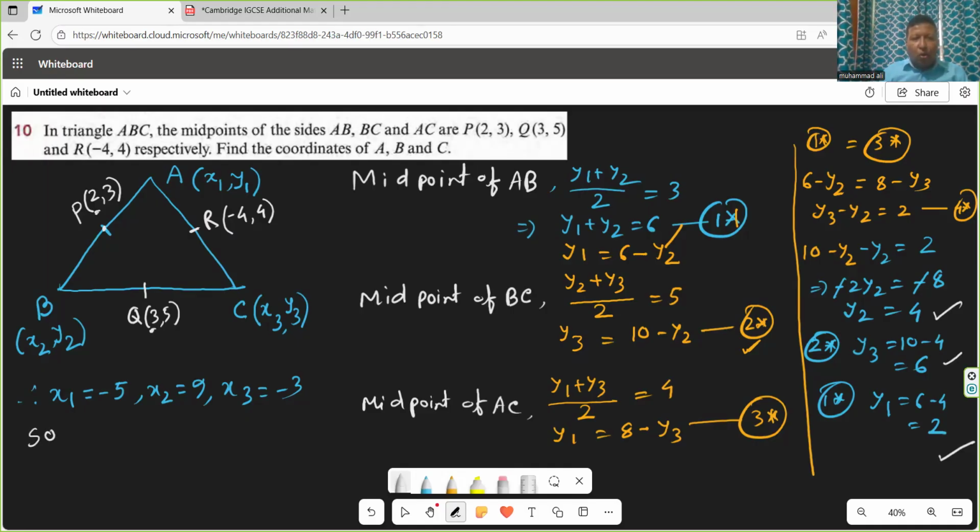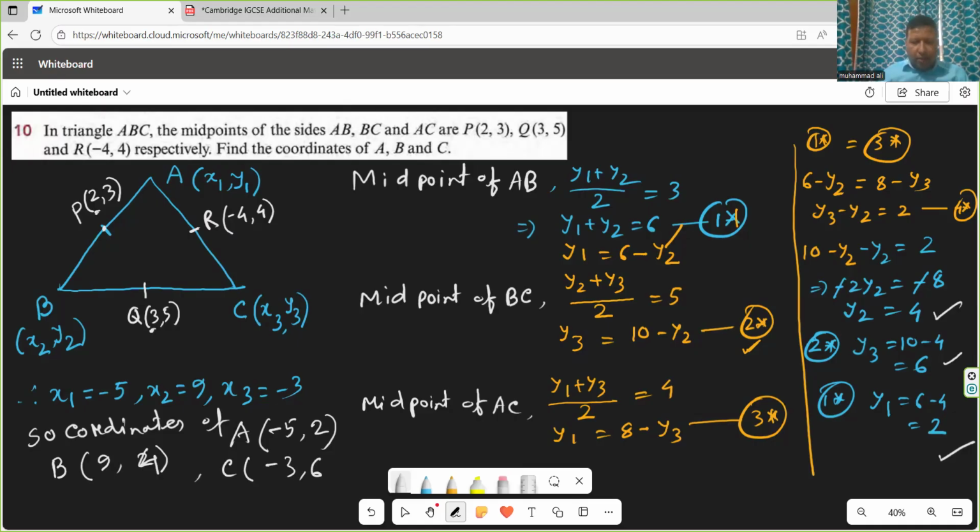So the coordinates of A are x1, y1, that means minus 5 and 2. Coordinates of B are 9 and 4. And the coordinates of C are minus 3 and 6.